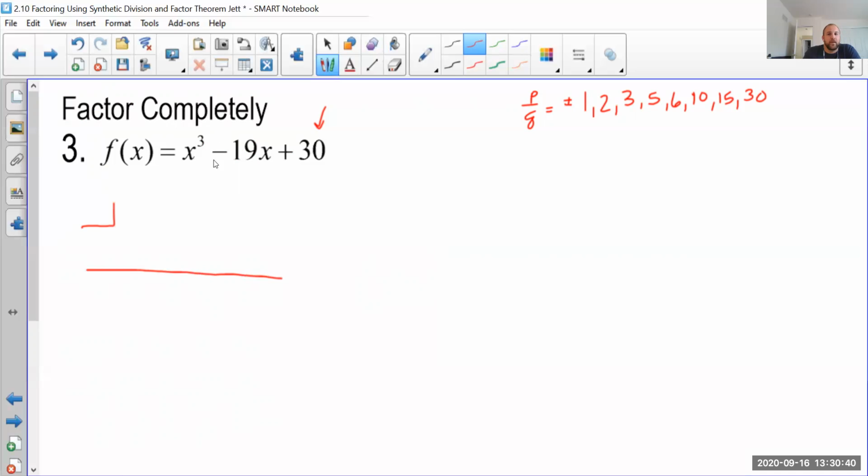Now, the one thing that I wanted to show you here, just to remind you, remember if we're missing a placeholder. Right here I'm missing an x squared. If you don't put that 0 in when you're doing synthetic division, you will always get it wrong. Okay, so make sure you're putting that in there. You have to have that in there. So I would try 1. Not going to work. I would try negative 1.